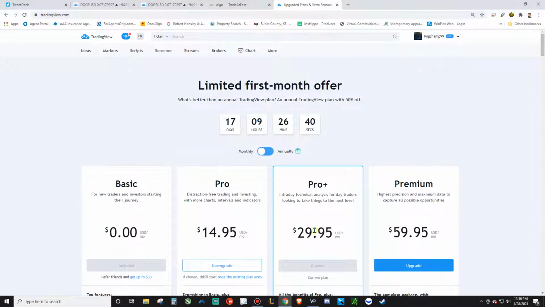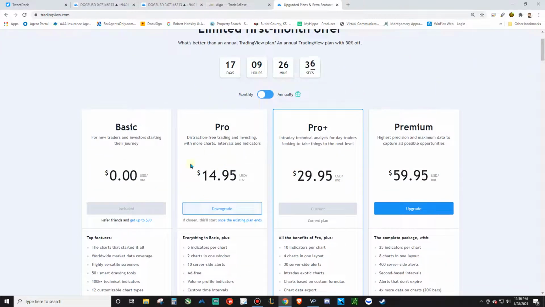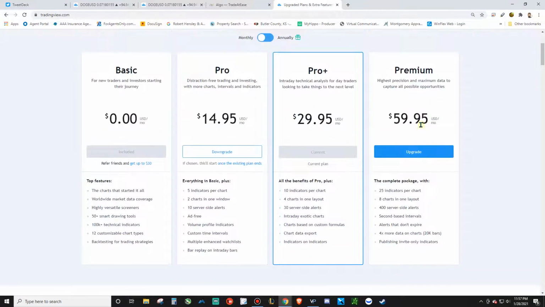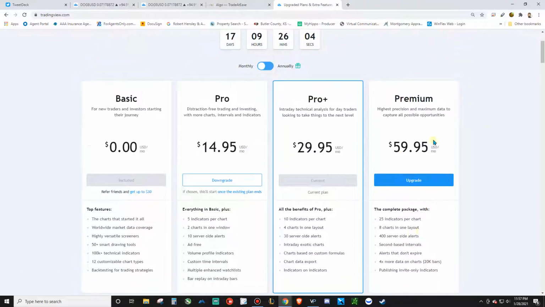I'm not sure if you need this one or if you can get the Trade at Ease algo with this one. You should try this one if that's all you're doing it for, but I recommend going here. The only reason I would say to do this one is if you're just a crazy trader and you need 25 indicators or 8 charts or 400 server-side alerts, or if you need second-based intervals. Or wow, look at that, 4x more data, 20k bars. I don't even know what that means, and invite-only indicators. If you're watching my video, you ain't needing this one, I can promise you that.